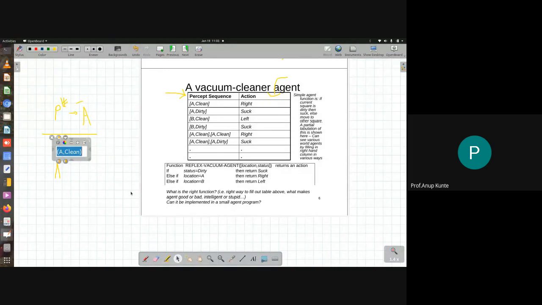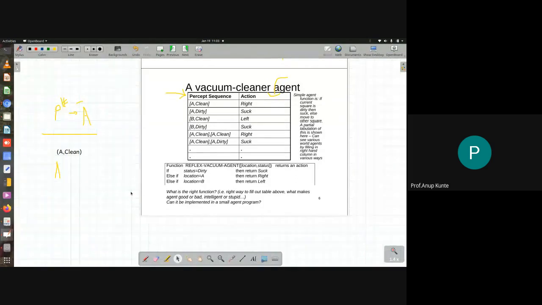So there are four different kinds of combinations that I can receive, or that this particular tuple value can have. So A clean, B clean, A dirty, B dirty. So there are four combinations that I can have. Now whenever I say percept sequence has this property, both of you, IT as well as computer science students, know what a star indicates. Star indicates zero or more occurrences.